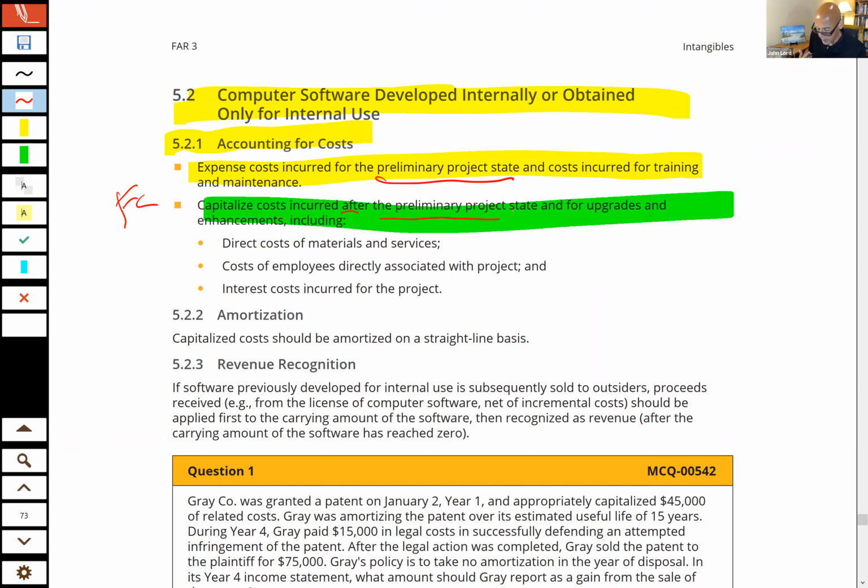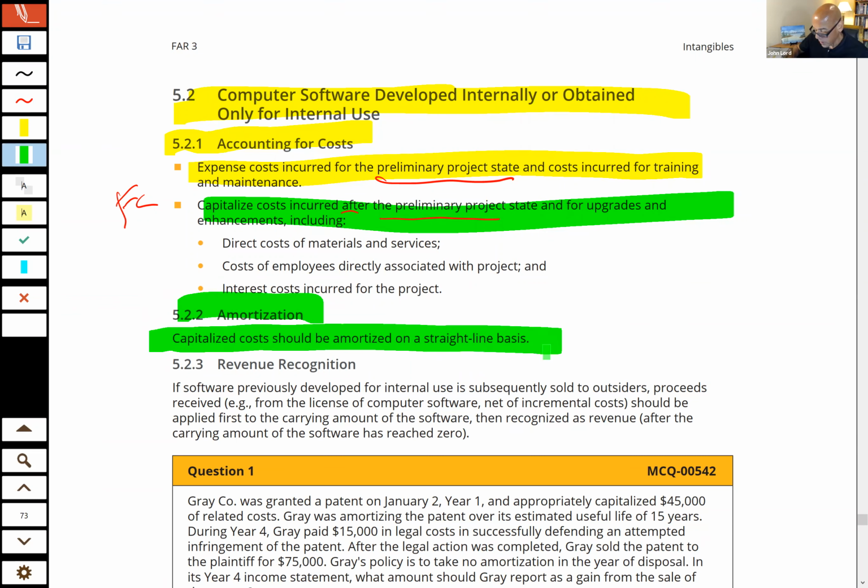But now the idea is that since we're going to use this software internally, we will amortize it, and since we're not really thinking we're going to sell this software externally, we would just use straight line. So you can flashcard that.